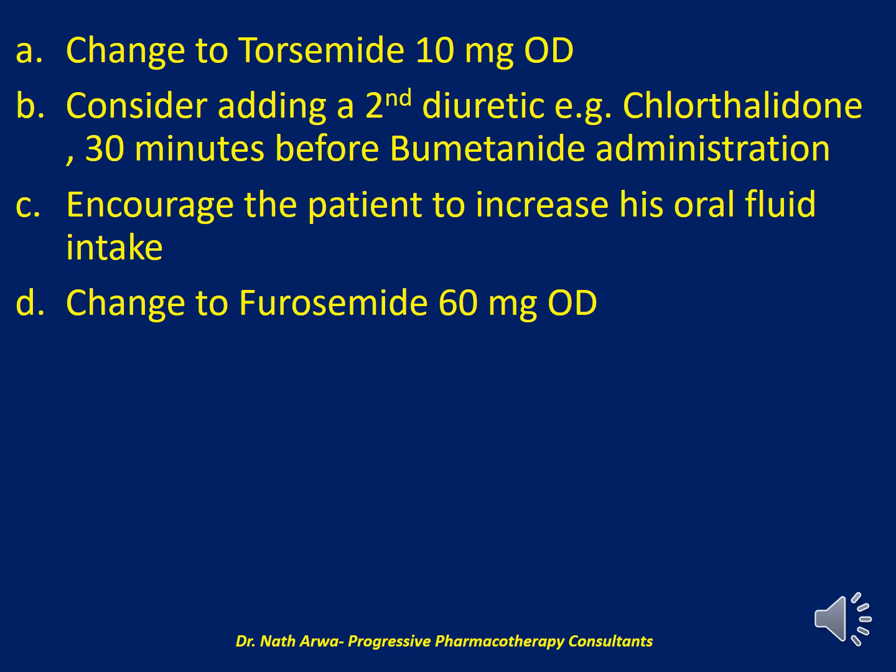Would it be changing to torsemide 10 milligrams once daily, or would you consider adding a second diuretic such as chlorthalidone 30 minutes before the bumetanide is administered, or would you encourage the patient to increase his oral fluid intake to hydrate better, or would you change to furosemide at a dose of 60 milligrams once daily? I will give you 10 seconds to choose the correct answer.